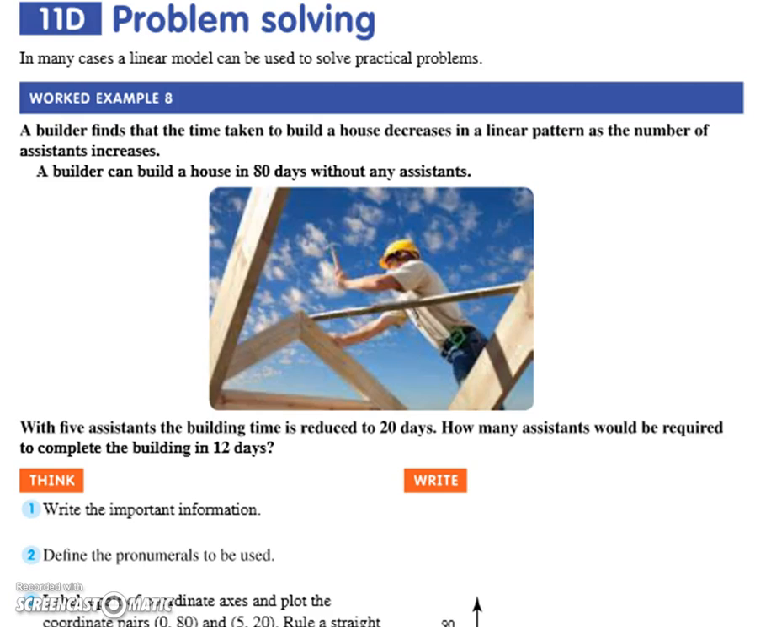This is very common. What we've got is a builder finds that the time taken to build a house decreases in a linear pattern. In other words, it's linear as the number of assistants increases. A builder can build a house in 80 days without any assistance. So by himself, he can build a house in 80 days.